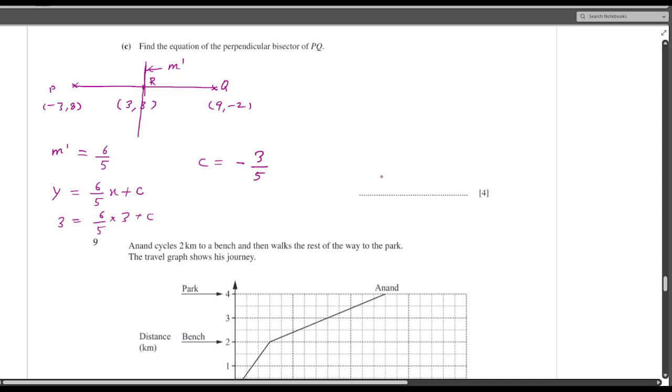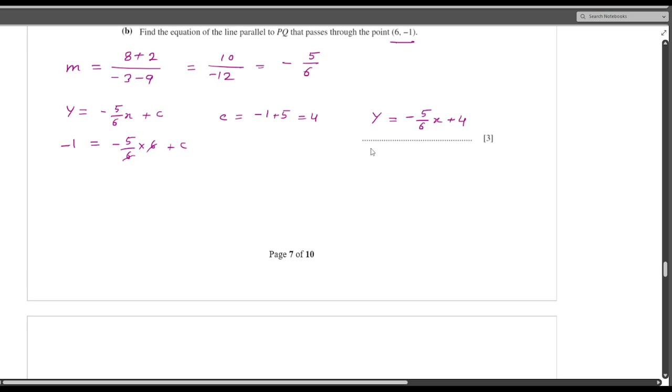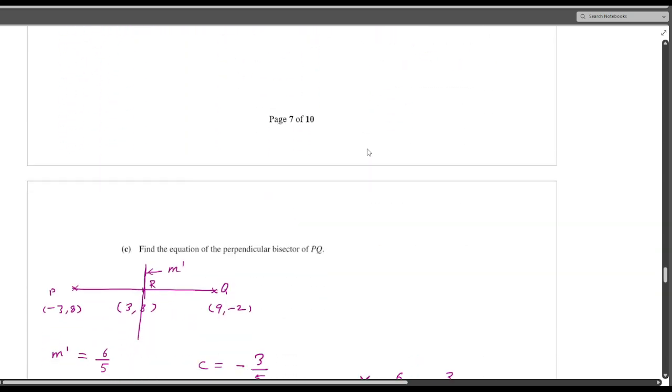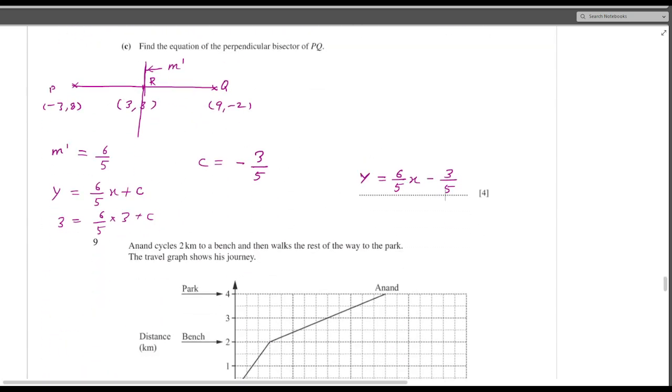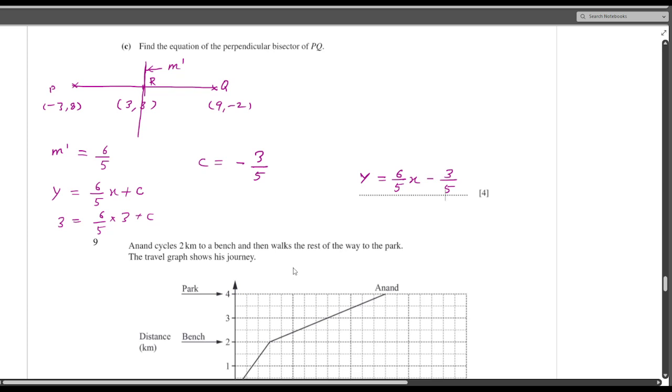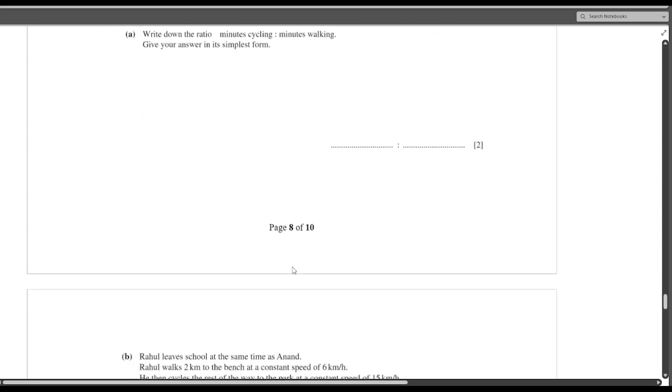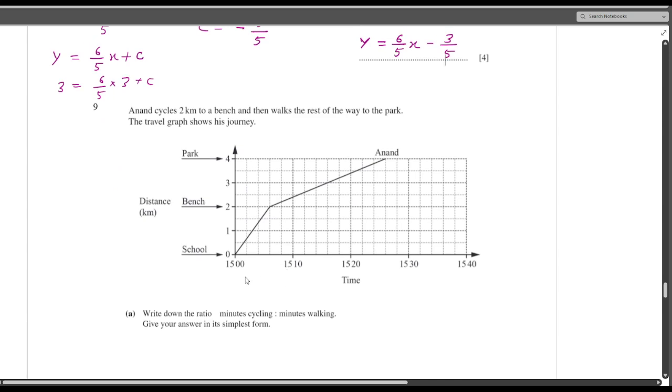Okay, so I will write my equation. Y is equal to 6 divided by 5x minus 3 divided by 5. So this is your answer for the C part, question number 8 C. Y is equal to 6 divided by 5x minus 3 divided by 5. Okay, now question number 9.